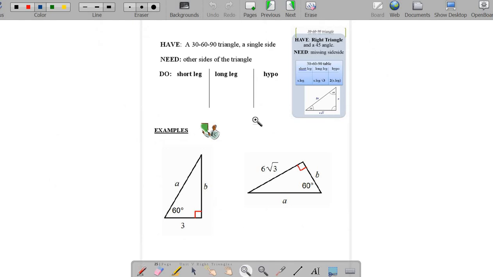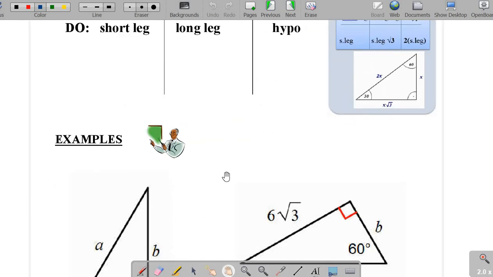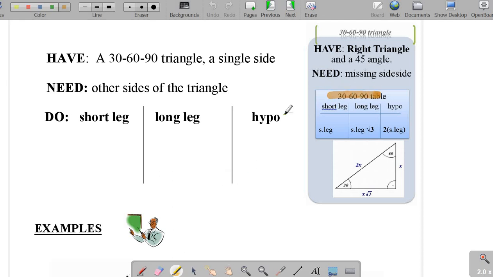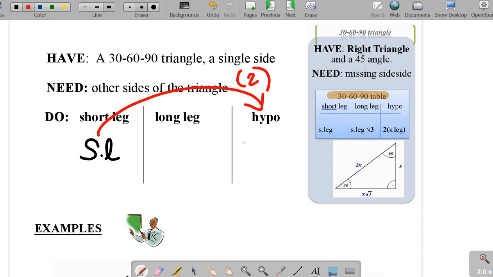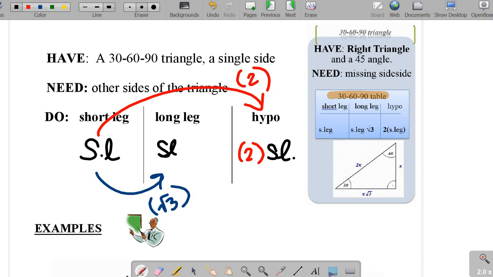So here is your right triangle toolbox. In a 30, 60, 90 triangle, you have the short leg. We're going to use SL. To get to the hypo, we're going to times by 2. To get to the long leg, we're going to times by root 3. You'll understand this after we do a couple examples, I promise.